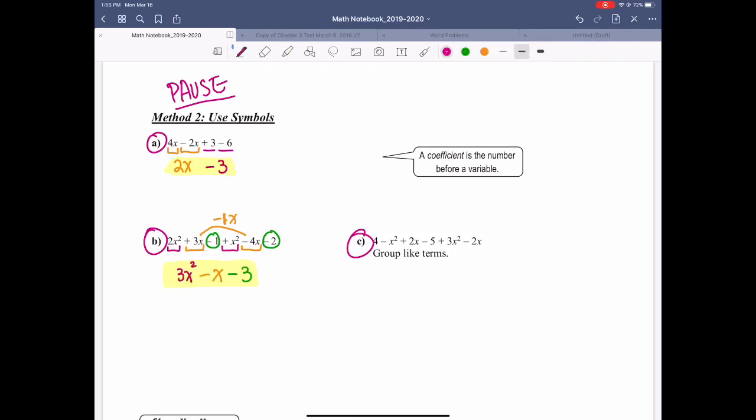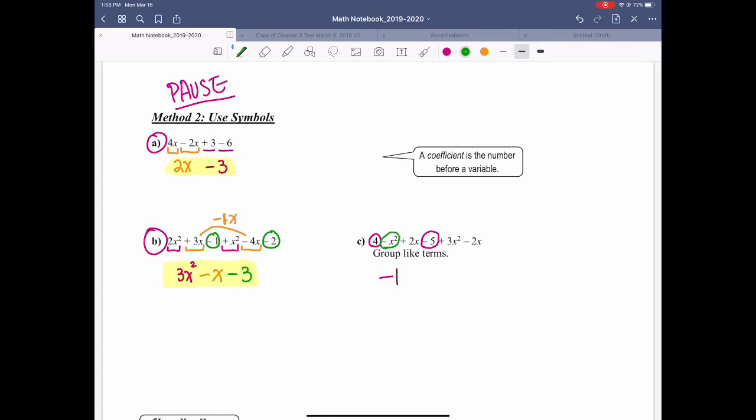Next, group like terms. First like term, I'm gonna erase my circle here because it's blocking my 4. Okay, any like term with 4? Oh, that's a number here. Is there anything else? No. Okay, 4 minus 5 gives you minus 1. And another like term group.